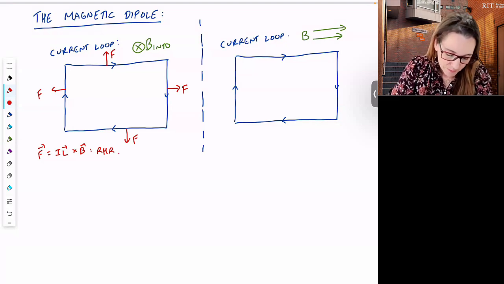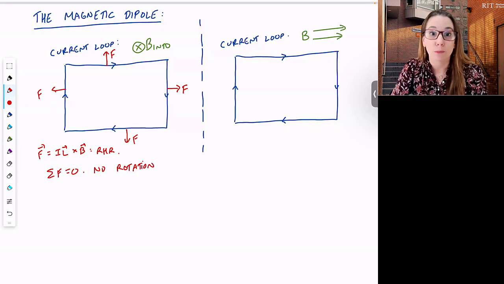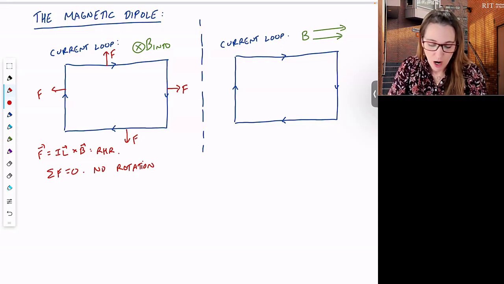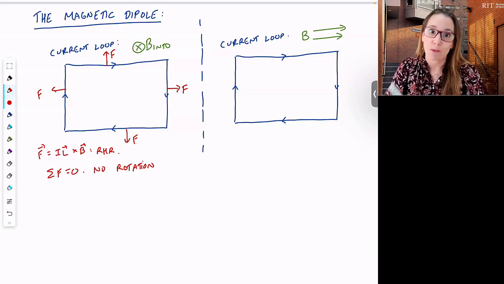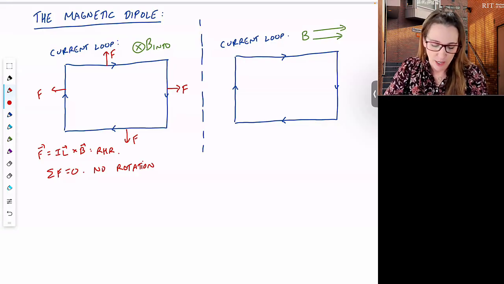So the net force equals 0, and I'll say something that sounds sort of obvious, but there's no rotation here in this loop, because none of these forces are going to be acting to spin the loop. The reason I say that is if we remember back to electric dipoles, that's what they like to do. They like to line up with the field, and we're going to have a similar idea here.